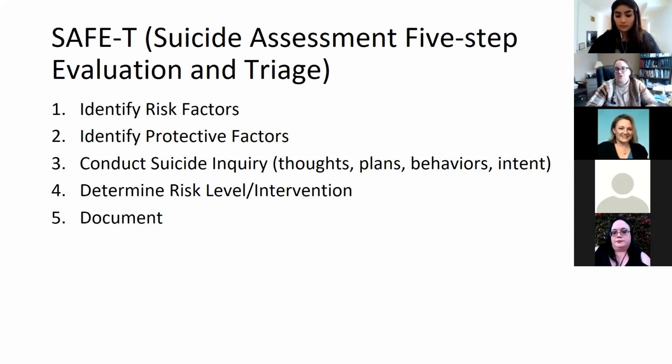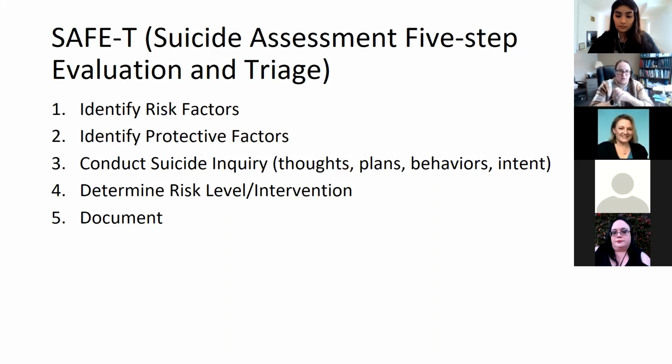clinicians or evaluators to do, first, we want to identify what is this person's risk factors for suicide. Then we want to identify what are their protective factors that are keeping them from harming themselves. And then we need to conduct a suicidal inquiry, which is sort of looking at risk factors, and many people may actually do this inquiry when they're considering what the risk factors are, but it's really kind of an idiographic way of looking at their specific thoughts, plans, behaviors, and intent. And then the next one is to determine what is their risk level, and based upon that risk level, what level of intervention do they need?